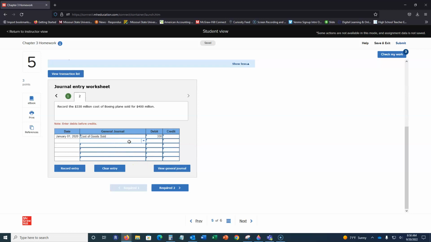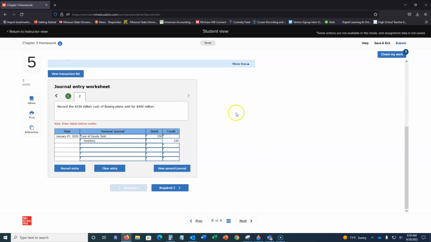So what is our credit? We know we've got a debit. Now we need a credit. In this instance, we're lucky. There's only 2 lines that need to be used. So we know one of them's a debit, one of them's a credit. We've got our debit. What's our credit? Well, it's going to be inventory. So this was that asset that we have that we're decreasing.